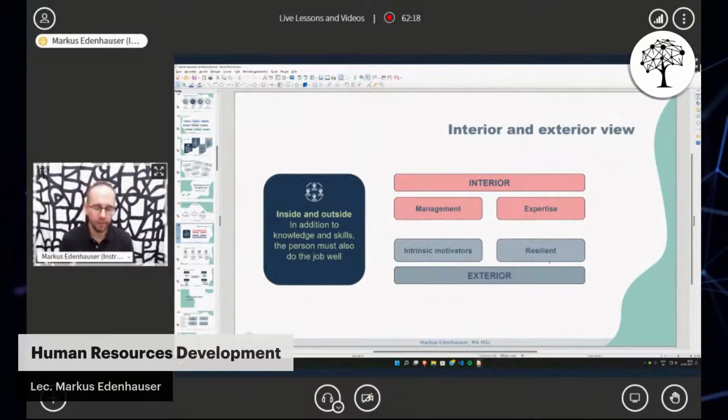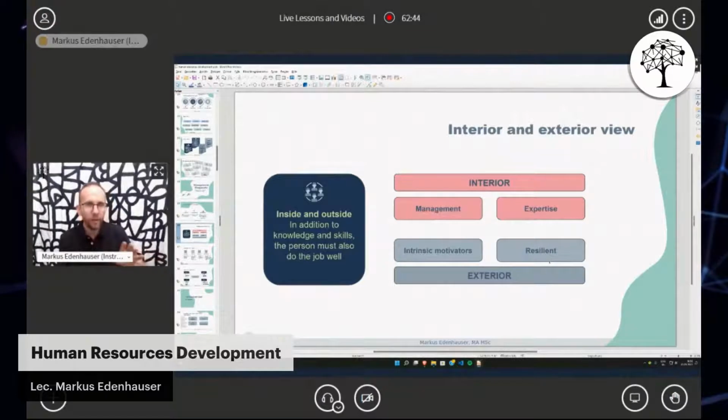Resilience means: what do you bring with you when it is really a stressful week or month, or when it comes to finishing a project, a milestone, etc.? How could you be more resilient? And what are the things that you are doing to not burn out? And also the intrinsic motivators.